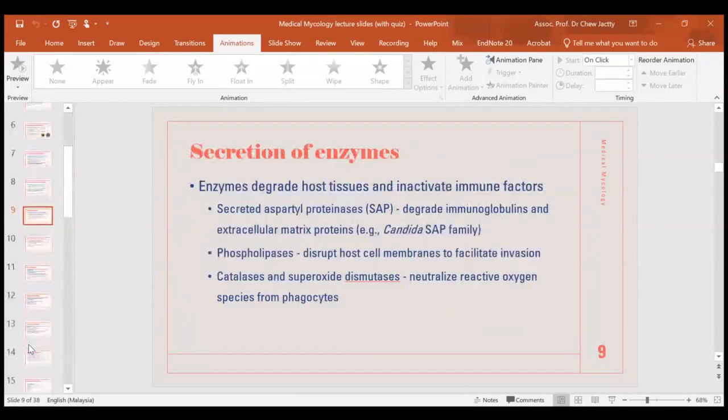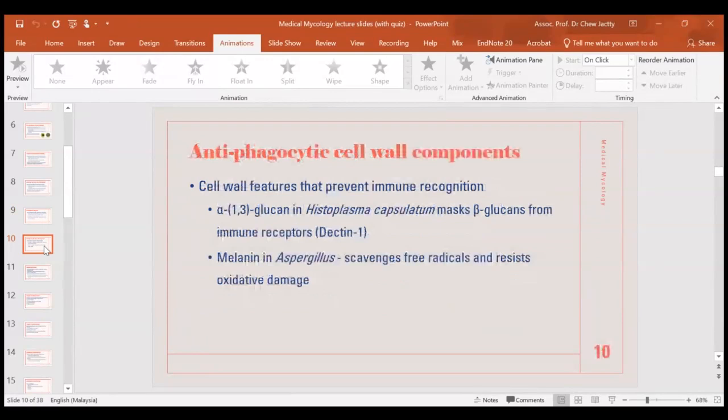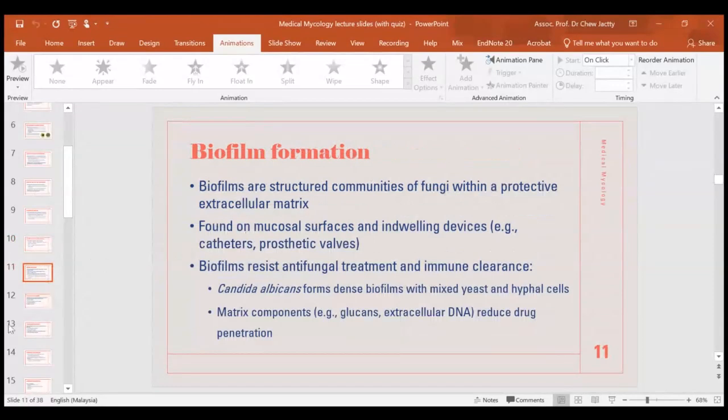Secretion of different types of enzymes helps them to invade or degrade, for example, immunoglobulin antibodies. Catalase and superoxide dismutase help them to overcome the oxidative stress in the human host cell, for instance, the macrophages or phagocytic cells. They can also produce virulence factors such as alpha-1,3-glucan that protect beta-glucans, which are being targeted by dectin, the immune receptors. And they can also produce melanin that helps them to resist oxidative damage within the phagocytic cell. Biofilm formation: just like bacterial cells, they form biofilm.